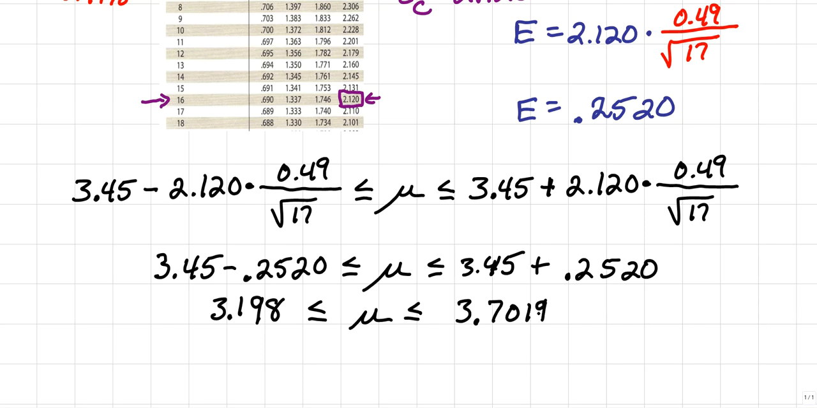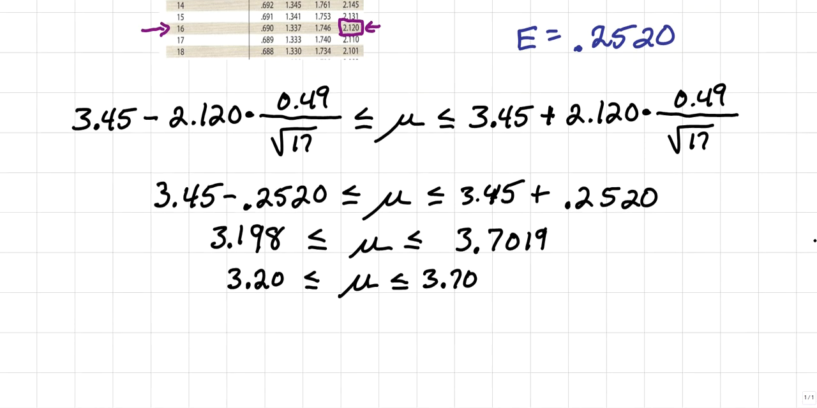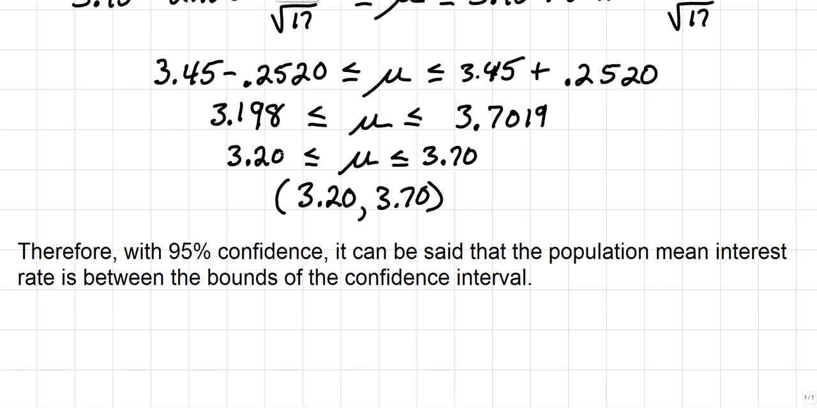and then we will go ahead and round to 2 decimal places, so this will be 3.20 less than or equal to the mean mu less than or equal to 3.70. And therefore, if we want to write it as a confidence interval, we can write it open parentheses 3.20, comma, 3.70. Therefore, with 95% confidence, it can be said that the population mean interest rate is between the bounds of the confidence interval.